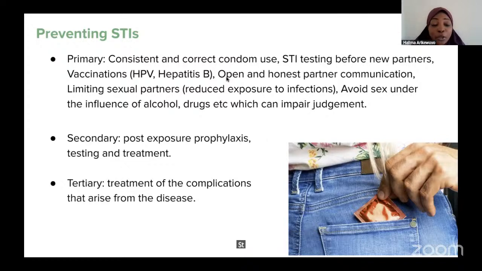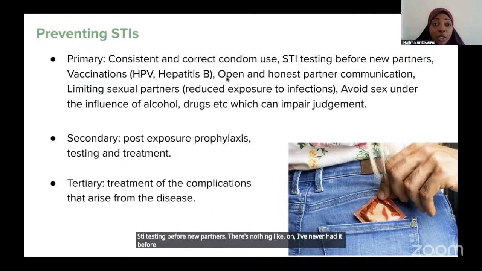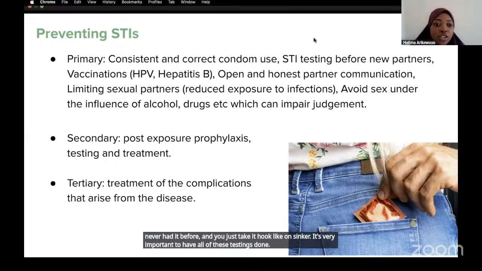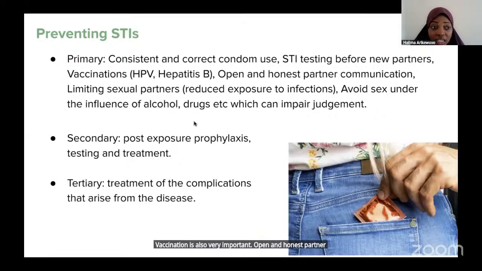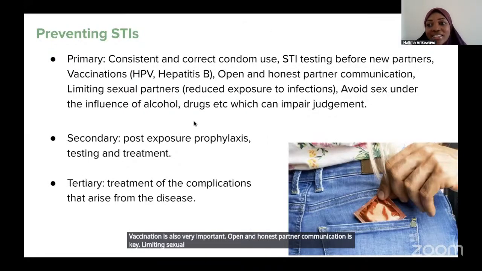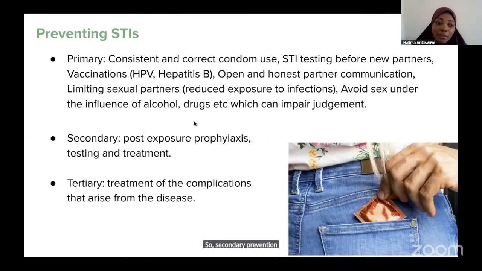STI testing before new partners. There's nothing like, oh, I've never had it before, because some of these things you can't even know by mere looking at someone. So one cannot tell you, I've never had it before, and you just take it hook, line, and sinker. It's very important to have all of these testings done. Vaccination is also very important. Open and honest partner communication is key. Limiting sexual partners as much as possible. This is equally key.